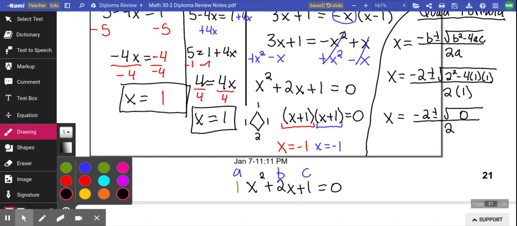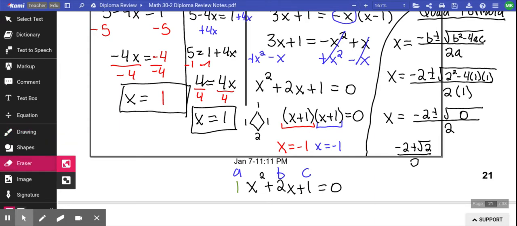And then you should always get 2 answers. They might be the same, but you should always get 2 answers. So for instance, I do -2 plus the square root of 0, divided by 2, and I do -2 minus the square root of 0, divided by 2. You should always get 2 answers. One is when you add the square root. One is when you subtract the square root.